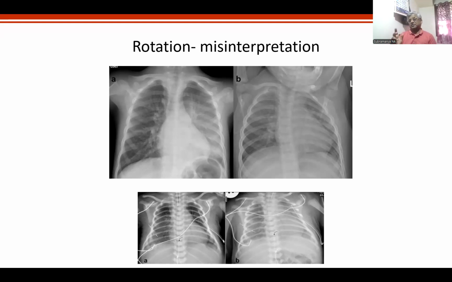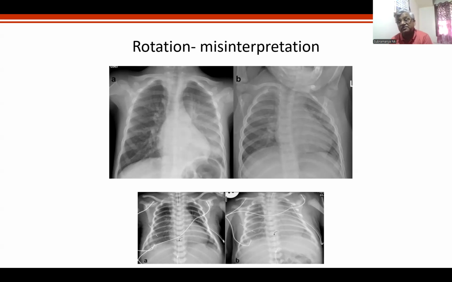People ask me, sir, what should I do? Should I do a CT scan or repeat X-ray? Now, please don't ask me that question again. If you think that by repeating the image twice, your problem is solved, you repeat the X-ray. If you think that you have to repeat 10 X-rays to solve this problem, do a CT scan. Did you all understand the indications for CT scan?